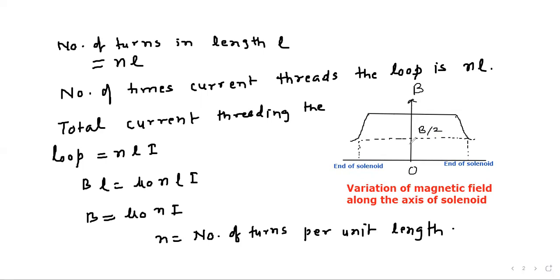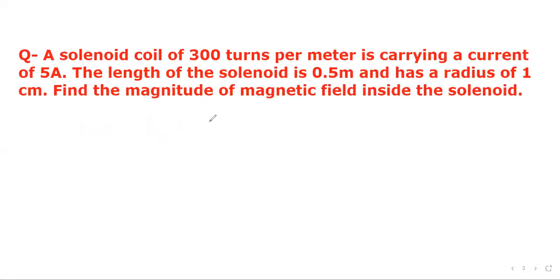Now a graph between the magnetic field and the length of the solenoid is shown. Inside the solenoid, the magnetic field is B, but at the ends this value drops to half, which is shown here. So this is B by 2. So this is the end of the solenoid. So the value drops. Now let's understand it with some numericals.